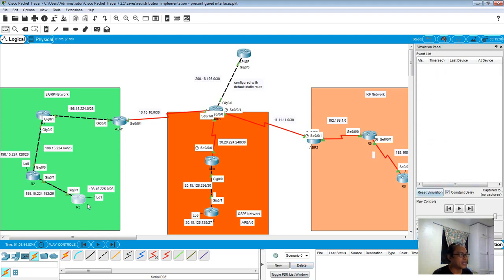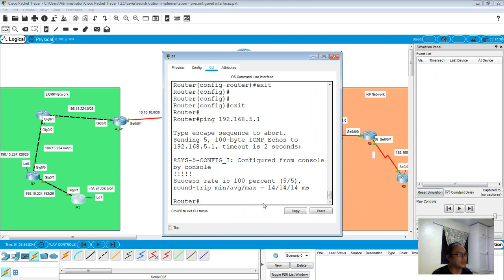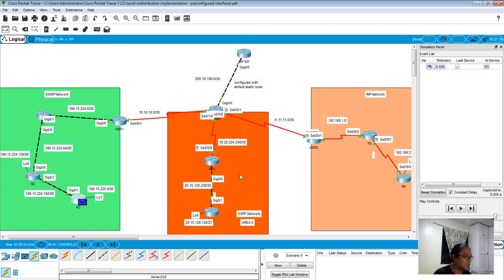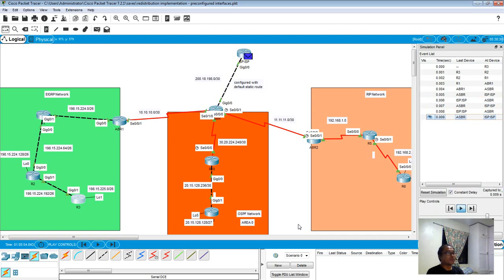So how about pinging something which is not existing? What do I mean with that? Let's say for example, I ping Google. Ping 1.29.15.200.201. Where will it look for it? Does this IP address exist in this network? No. It cannot find it in OSPF or RIP. So it goes out to the internet. It will take hops until such time the TTL, or time to live, expires. So it keeps going back and forth.